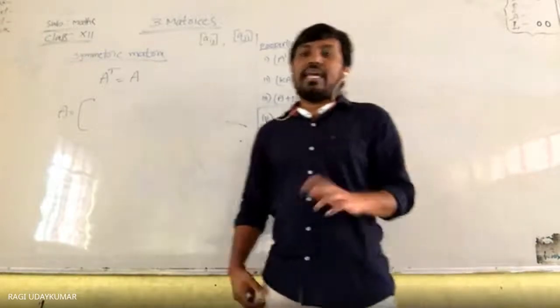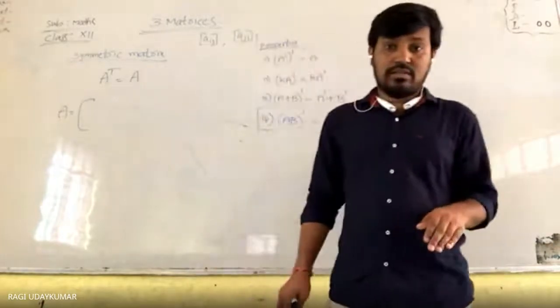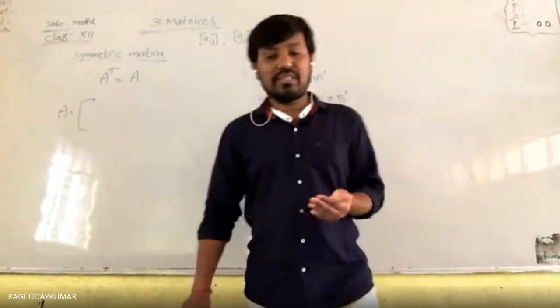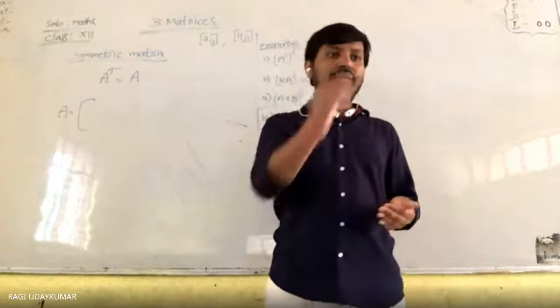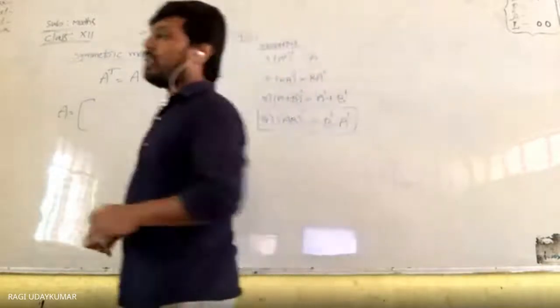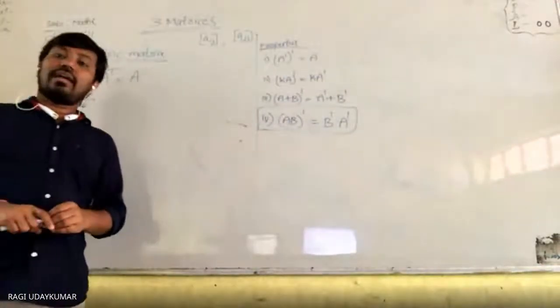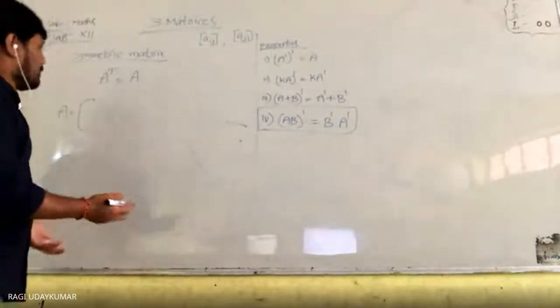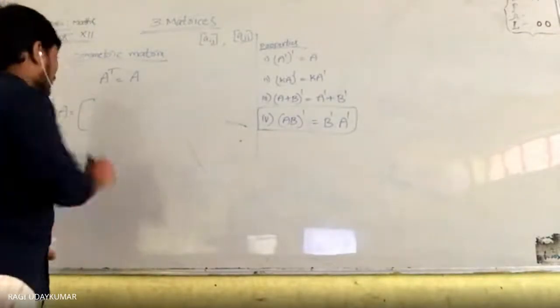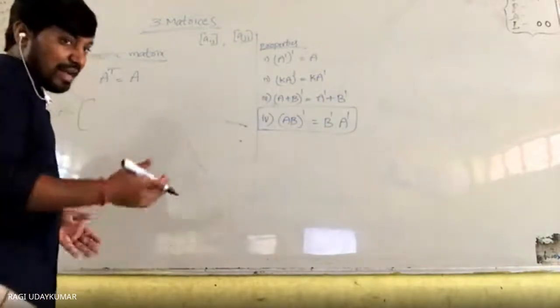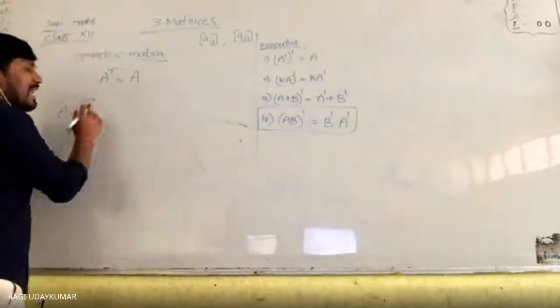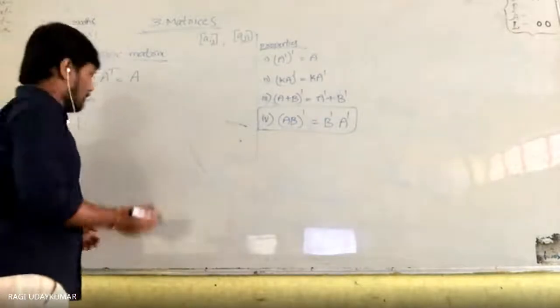That means the second row second column element is in the diagonal. So diagonal elements can be taken the same; when you interchange, they won't change. So if you want to give a 3 by 3 symmetric matrix as an example, you can create your own example here.